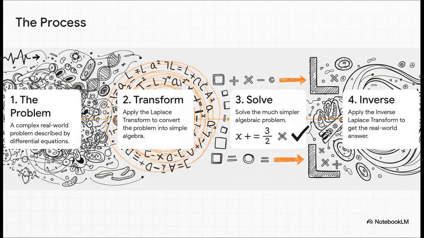Okay, so this strategy is just so elegant. Here's how it works. Step 1, you start with your messy, real-world calculus problem. Step 2, you hit it with the Laplace transform to turn it into simple algebra. Step 3, you solve that easy algebraic problem. And then, for the final step, use the inverse Laplace transform to translate that simple answer right back into the solution for your original complex problem. It's this beautiful mathematical detour that makes everything possible.